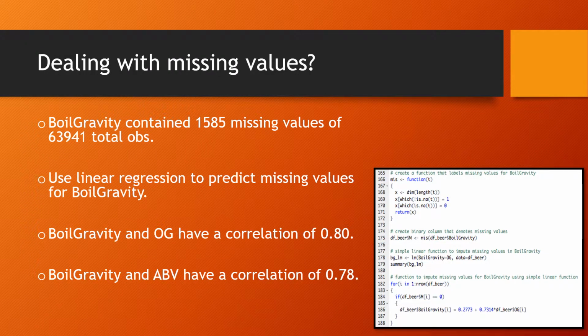The way I dealt with missing values, there was only one feature that had missing values, and that was boil gravity, which contained 1,585 missing values of a total of 63,941 observations. I decided to use linear regression to predict and fill in for missing values, just for the challenge and to learn how to do that. I created a function. I used original gravity. Original gravity and boil gravity had a correlation of 0.80. Boil gravity and alcohol by volume also had a correlation of 0.78. As you can see to the right, there is a little bit of my code for that function, which I used to fill in for missing values.